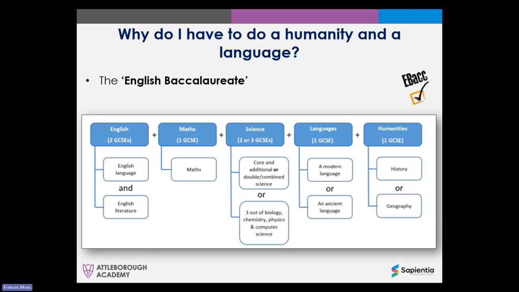Some have asked about why we have to do a humanity and a language. And I said at the beginning that we'll be talking about the EBAC. So the English Baccalaureate, it's a government idea to make sure that everybody's got a wide range of subjects under their belt. So making sure that you've got English, maths, science, a language and a humanity. So what you can see across there in the blue squares.